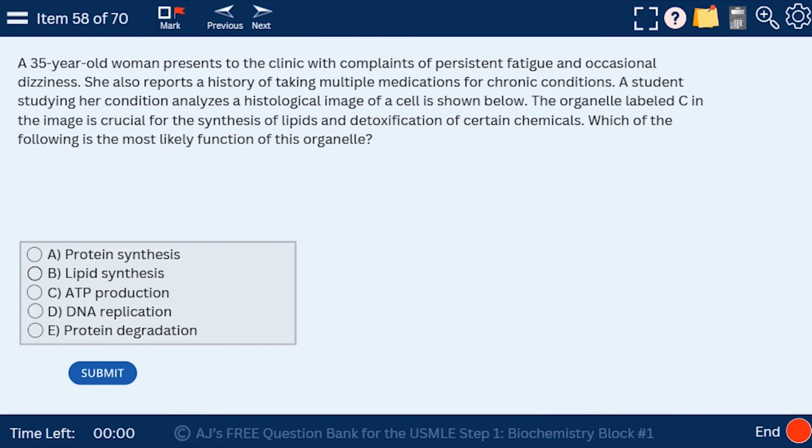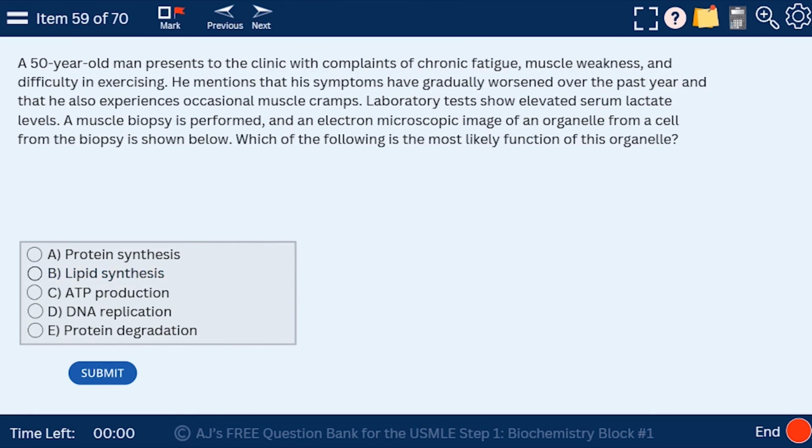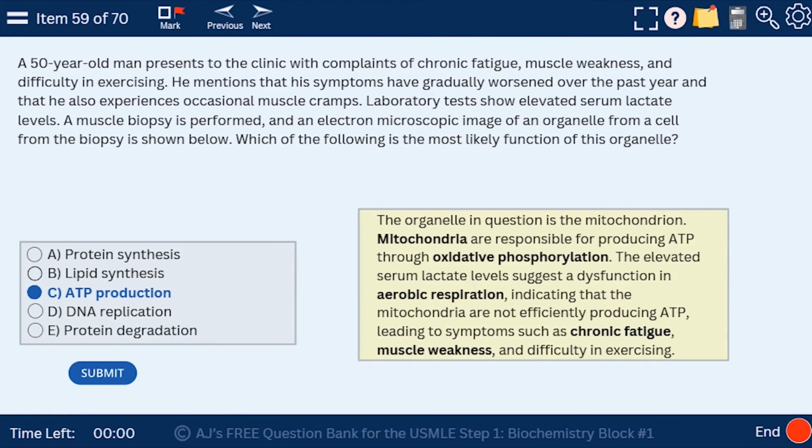58, which organelles are responsible for lipid synthesis and detoxification of certain chemicals. Oh, I was supposed to have an image here and I forgot to put it here. There's lipid and detoxification, smooth endoplasmic reticulum responsible for lipid synthesis. Smooth endoplasmic reticulum. 59. Again, I forgot to put the biopsy, but basically, there's an organelle showing a problem. There's an organelle responsible for oxygen energy production. That's the mitochondria, also responsible for ATP production. This is the mitochondria. Sorry, I forgot to put the biopsy over here. I'll edit it in my question bank.